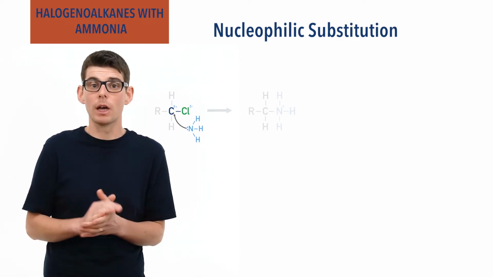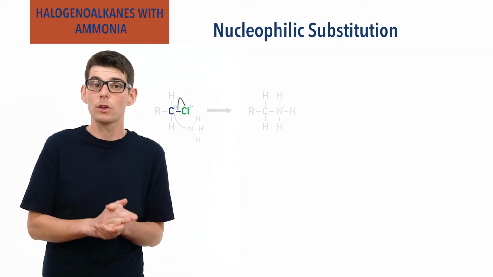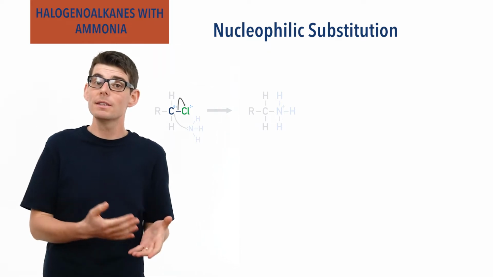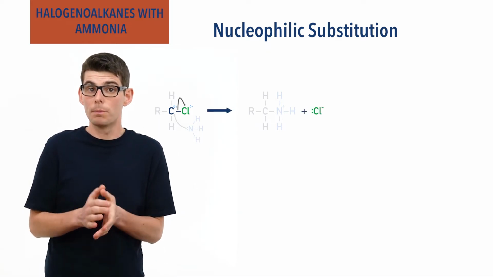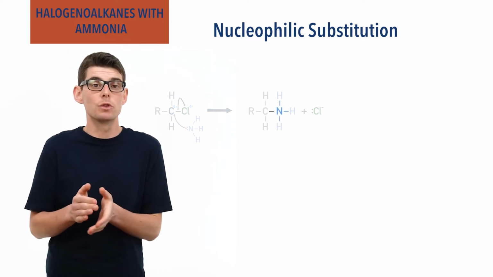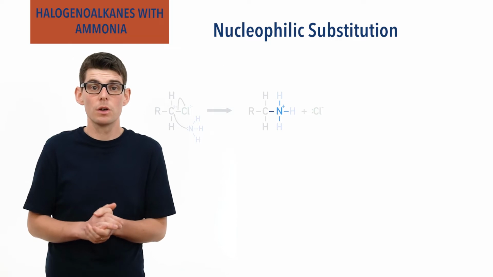At the same time, the carbon-halogen bond will break with the bonding electron pair going to the halogen, releasing a halide ion. The nitrogen in the ammonia group bonded to the carbon now has too many bonds, 4, and as a result has a positive charge.